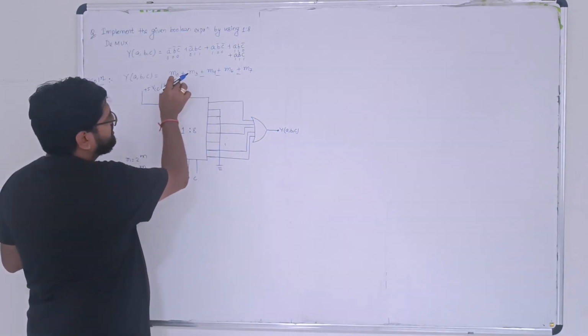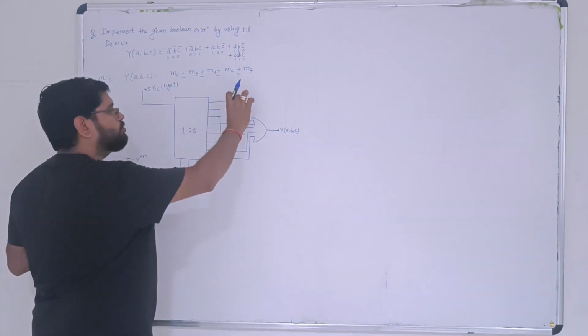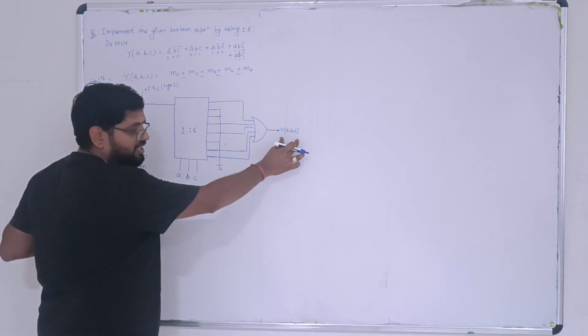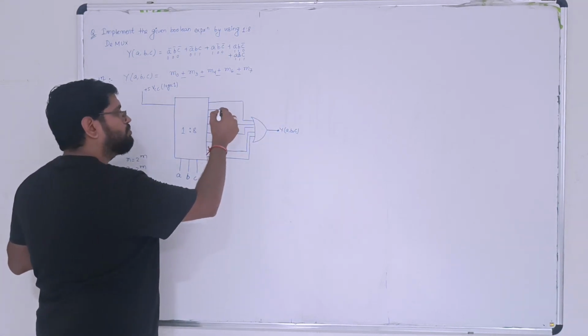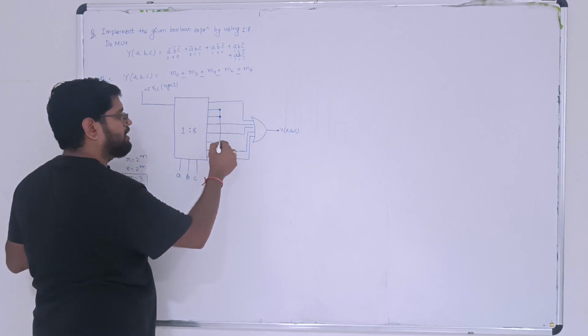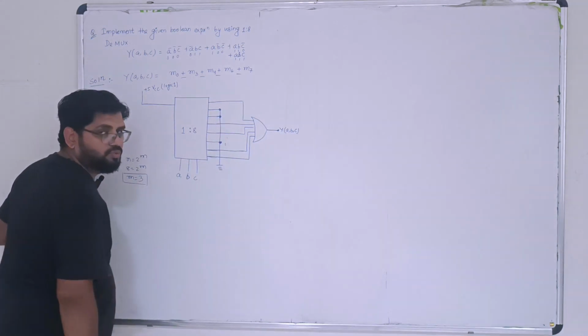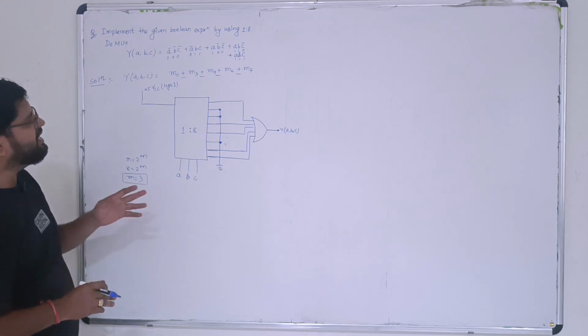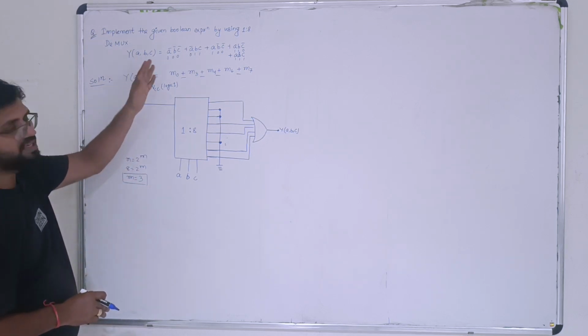After that, whichever min terms are present, those outputs are activated and connected to an OR gate to give the final output. All the outputs which are not present should be connected to the ground. So that is how we implement any Boolean expression by using a DMUX.